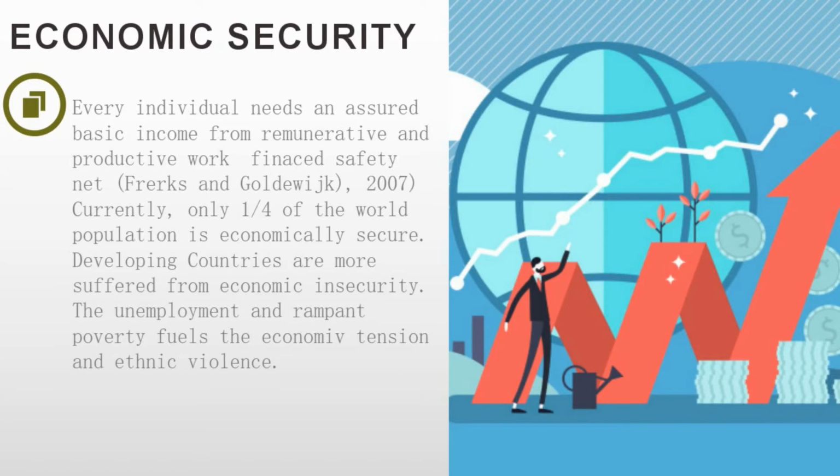Economic security requires an assured basic income for individuals, usually from productive and remunerative work, or as a last resort, from a publicly financed safety net. In this sense, only about a quarter of the world's people are presently economically secure. While the economic security problem may be more serious in developing countries, concerns also arise in developed countries as well. Unemployment problems constitute an important factor underlying political tensions and ethnic violence.